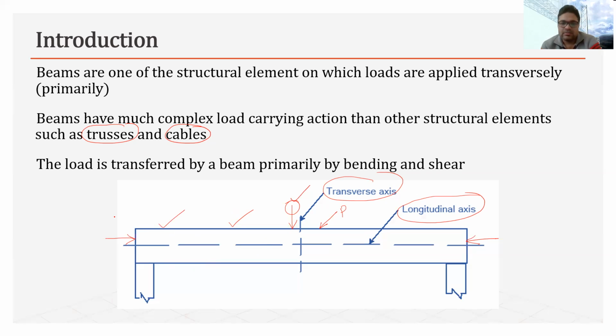And basically, the load which it is supporting is generally transferred primarily by two effects. One is called bending and the other one is called shear. So whenever this beam is supporting a vertical load, the effect of load will be primarily bending and shear. We will try to understand this in more detail in the next slides.